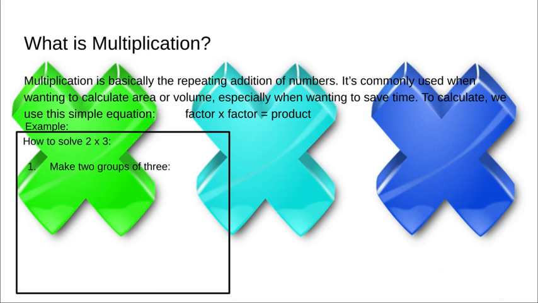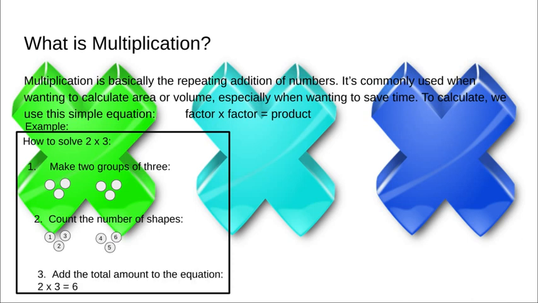First, we have to make two groups of 3. The second thing, we have to count the number of things we have, in this case shapes. 1, 2, 3, 4, 5, and 6. Then we add the total amount to the equation. So 2 times 3 equals 6.